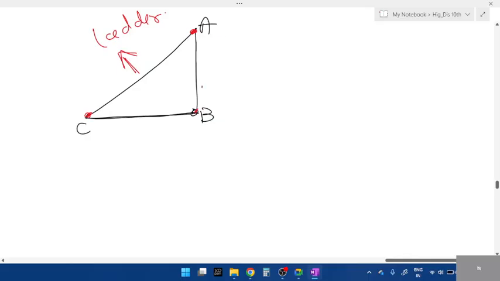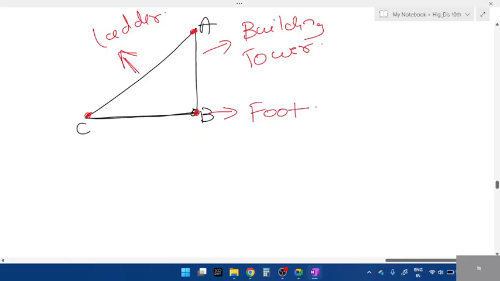All the objects which are straight, object in the sense it can be a building or a tower. Mostly these two, building or tower. Okay. AB. So A, there's no specific name. A is the starting. B we call the foot of the tower. We either call it foot of the building or foot of the tower. So there are only two types of question.